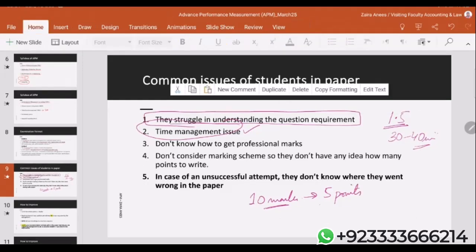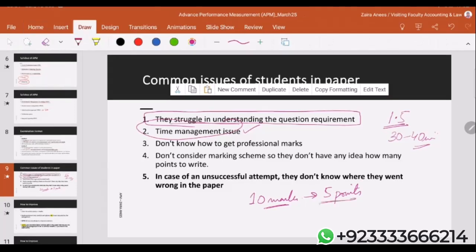Let's suppose the examiner is asking you to evaluate certain things. First of all, you have to identify which points you have to write, and then do the evaluation and then justification, right? We will discuss how to write the answer in our sessions. So 10 marks means 5 points you have to generally focus on, and from every point, how to get 2 marks, right? That's basically what you have to practice.